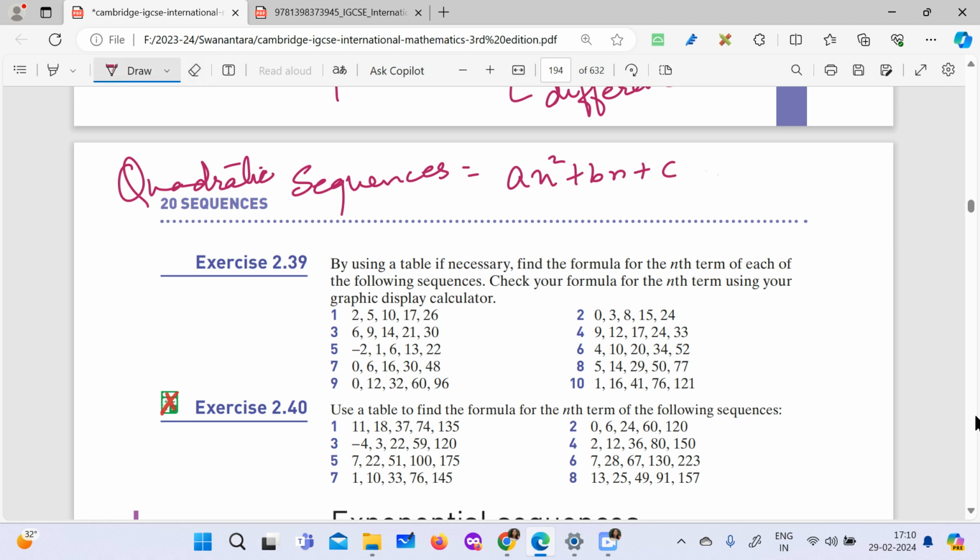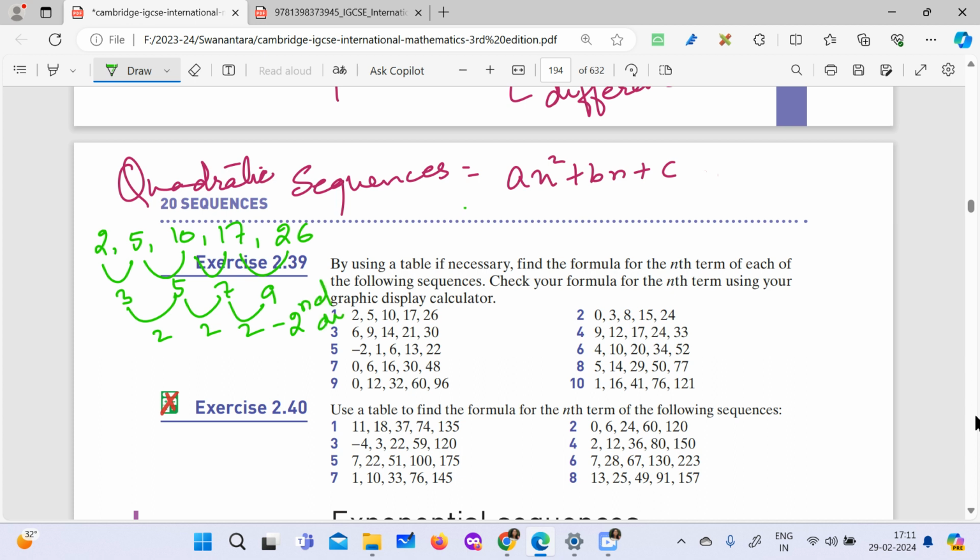Okay. So we have our sequence 2, 5, 10, 17, 26, right? Now you see that when I subtract these terms, I get 3, 5, 7, and 9. So this is your first difference. Now, again, I'm going to subtract. I get 5 minus 3, 2, 7 minus 5, 2, 9 minus 7, 2. So this is my second difference.